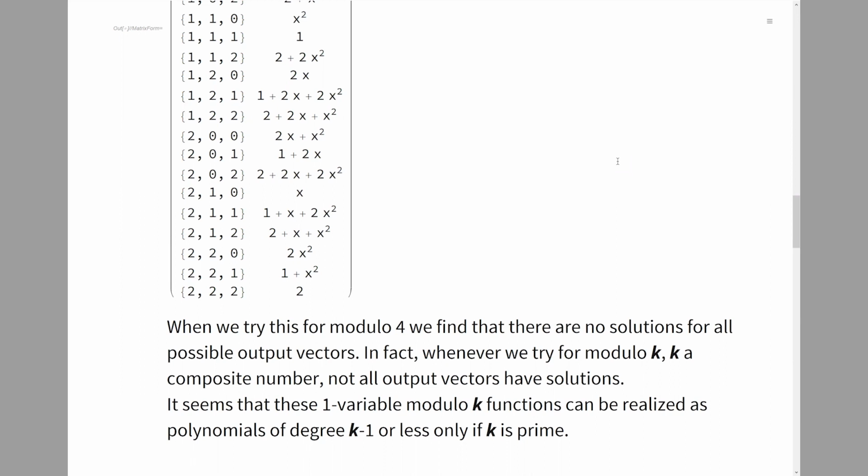I realized that, and I actually continued doing that. I did that for 5 and it worked. I did that for 6, didn't work. And then it started to sound familiar. And then I realized that, oh, if k is prime, it actually works. Why?